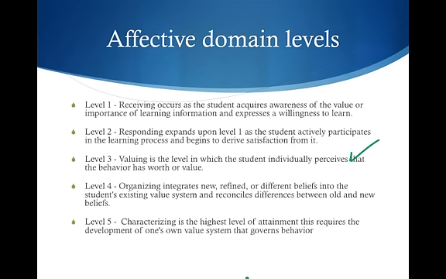Affective domain. Level 1, receiving occurs when the student acquires awareness of the value of and importance of learning information and expresses a willingness to learn. So this is, you've made them inquisitive. They're receiving the information. Level 2, responding, expands upon level 1 and the student actively participates in the learning process and begins to derive satisfaction from it. So they actually like learning at this point.